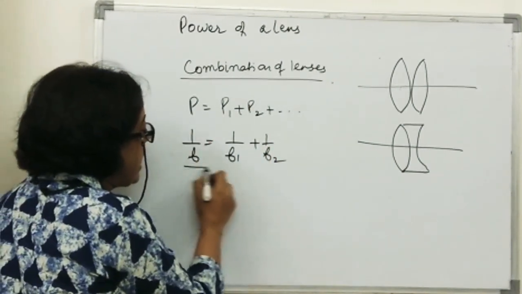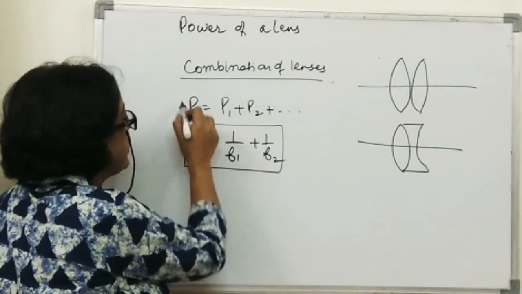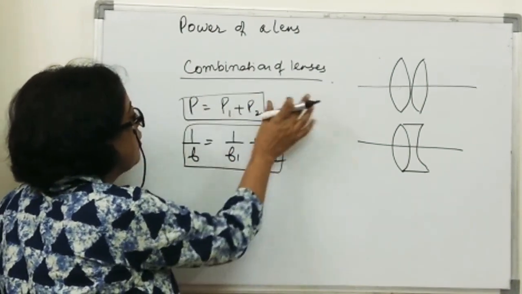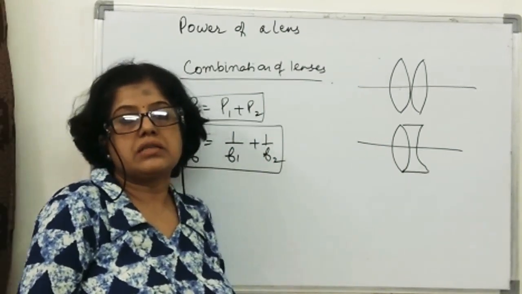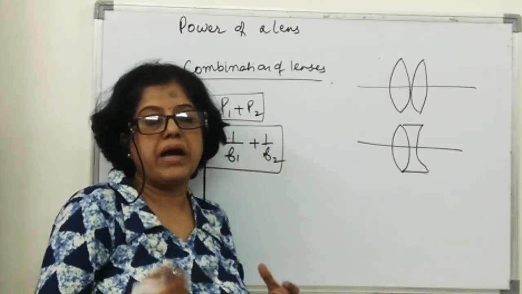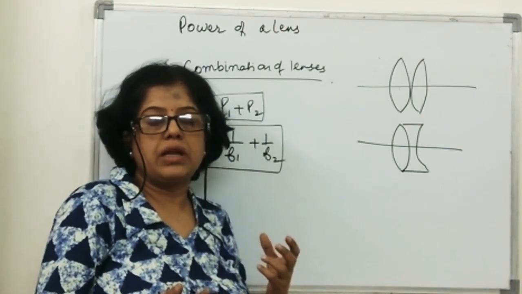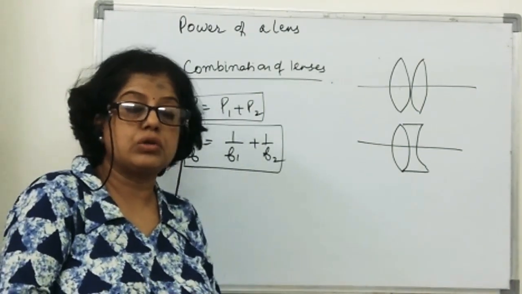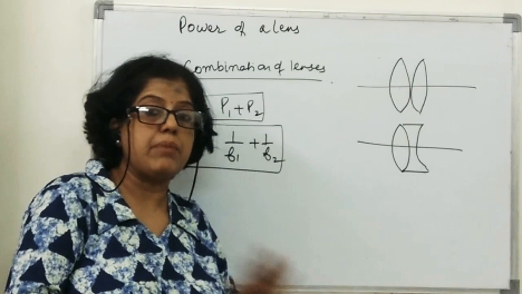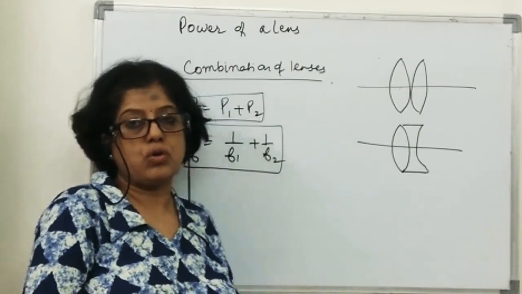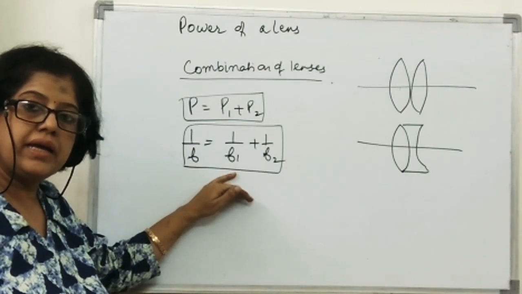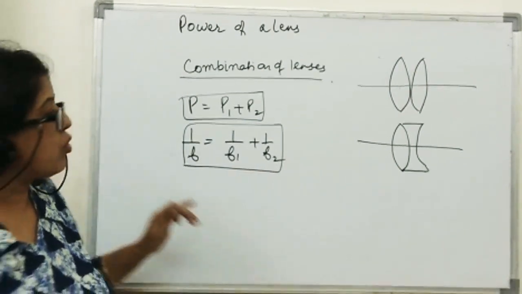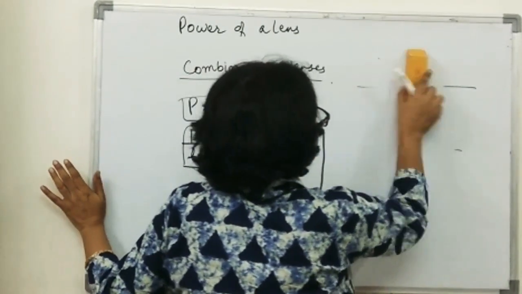But we cannot add focal lengths directly. I cannot say that if a lens, let us say of focal length 1 meter, is combined with another lens of focal length plus 2 meters, then the total focal length will be the sum of the two. Not at all. So they have to be added like this. Fine, they have to be added like this. Now let's do one more question based on this.